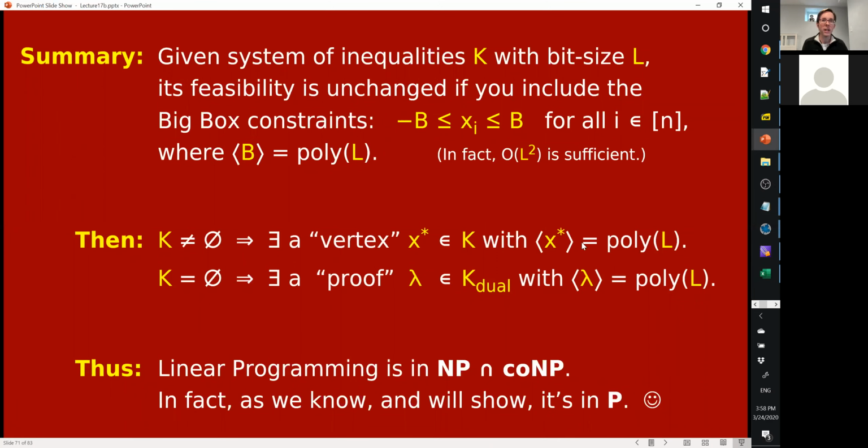In any case, as we all know, and we will show later in this class, it's in fact in P, but now we're sort of fully warmed up to the fact that it has the potential to be solvable truly in polynomial time. Any questions right now?